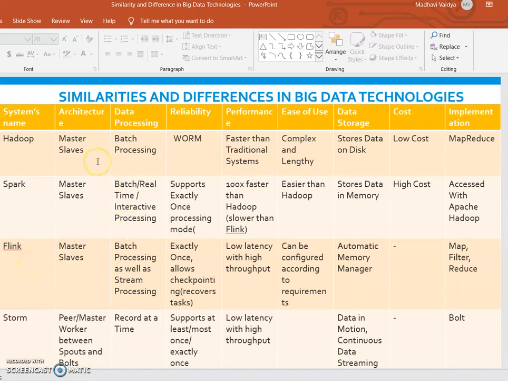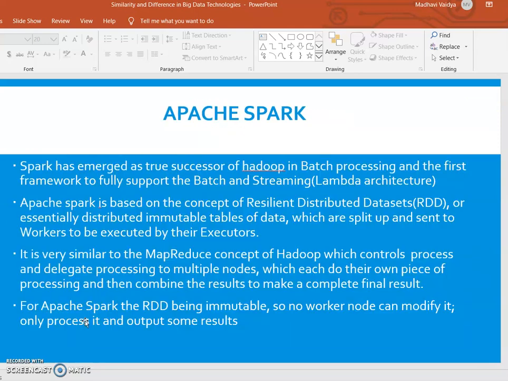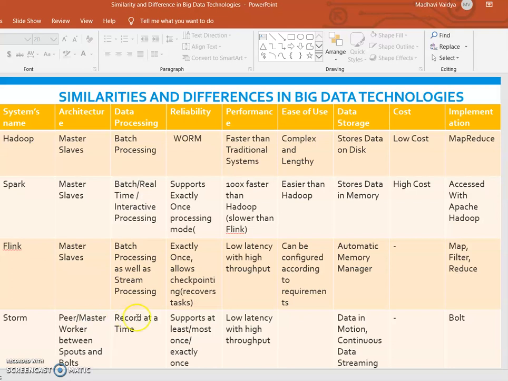So there is an architecture of master and slaves. In case of Storm, it is peer. We talked about the bolt and the spout. So there is information which is passed from the spout to the bolt. Okay, so we can see that over here. Then batch processing is done, batch or real time processing, batch processing as well as stream processing. So we talk about the Lambda architecture over here, and record at a time we can see over here. Here it is warm.